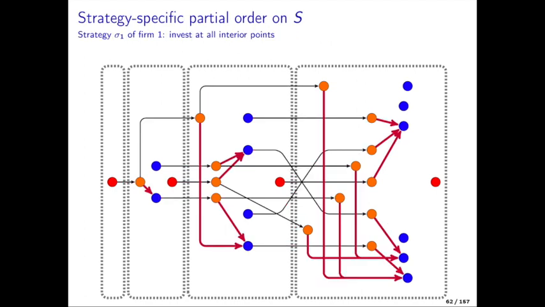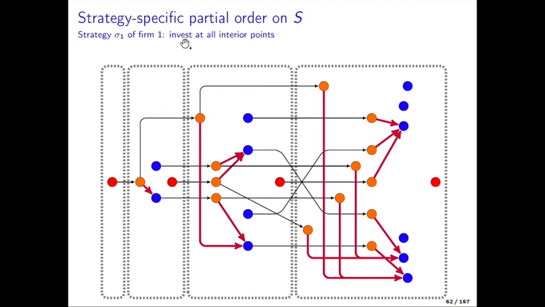But there can also be a strategy-specific partial ordering on the state space. By partial ordering, I mean the way in which the states are ordered, which state is coming before another state. It's kind of the ordering of the states. And the strategy profile induces a partial order on the state space here. And here's one particular strategy.